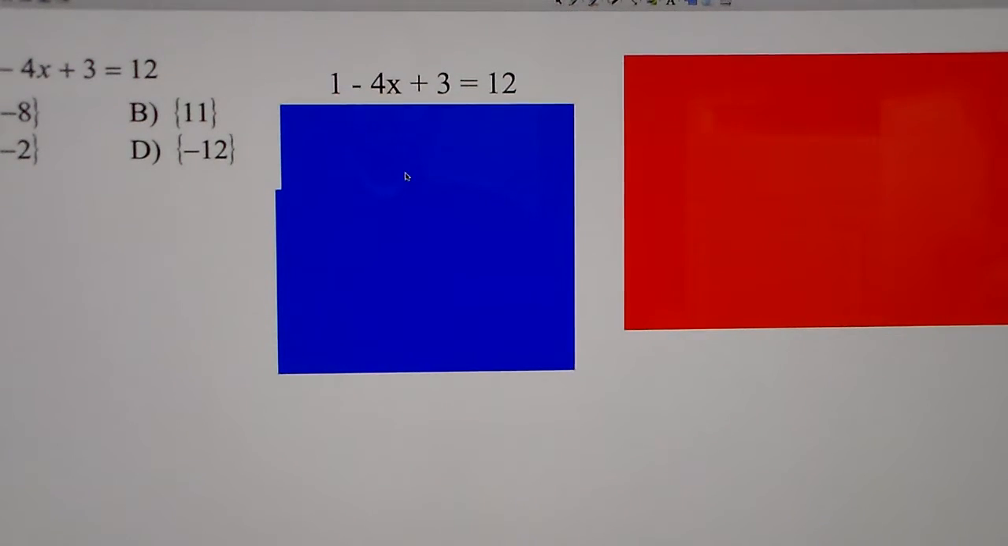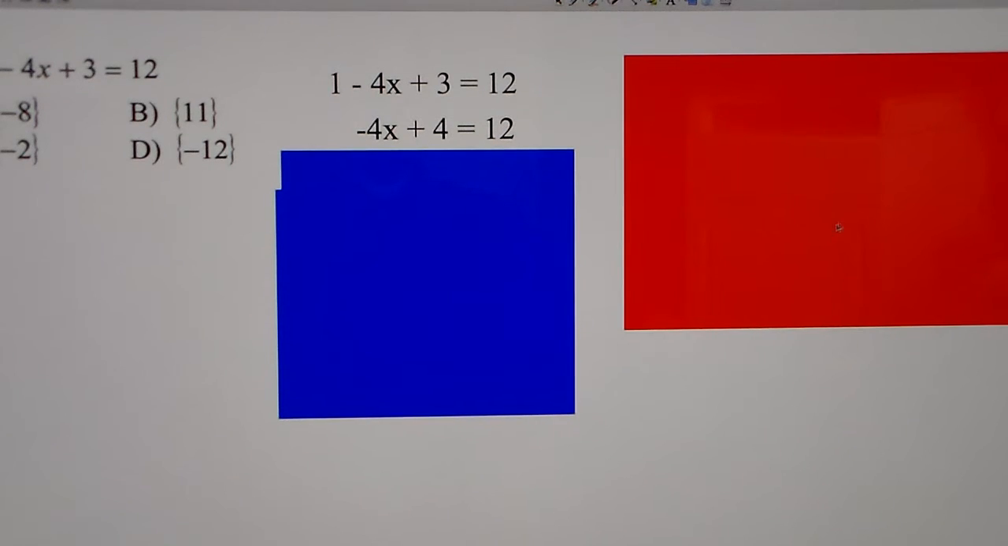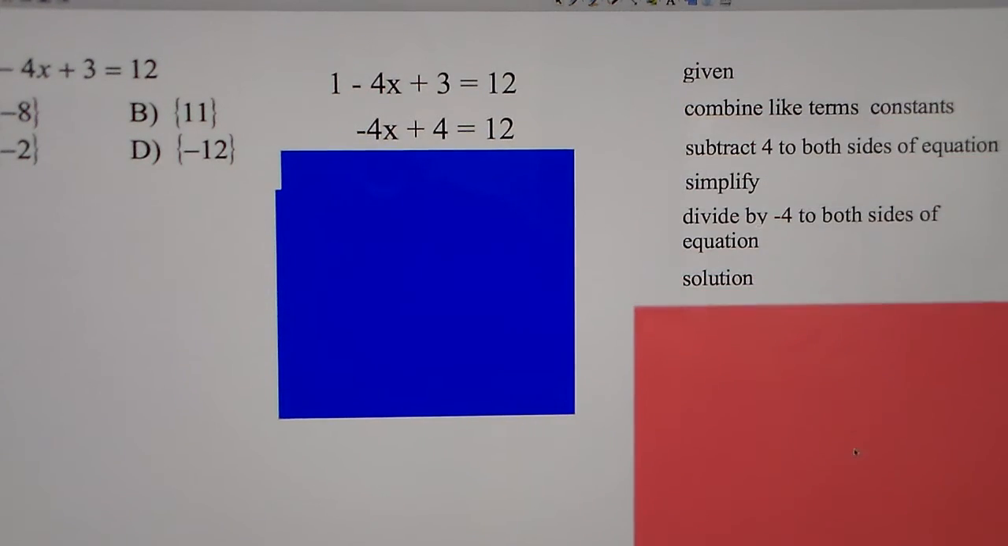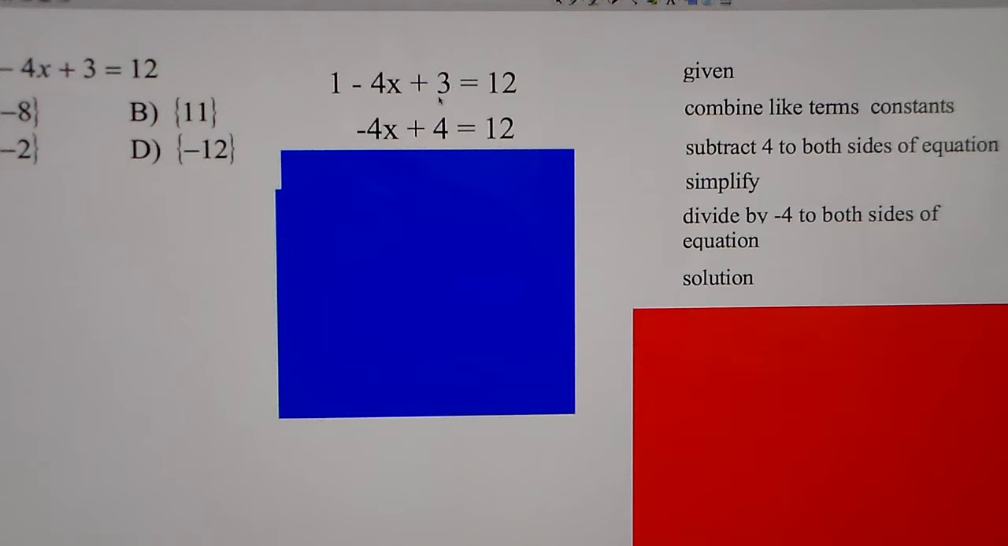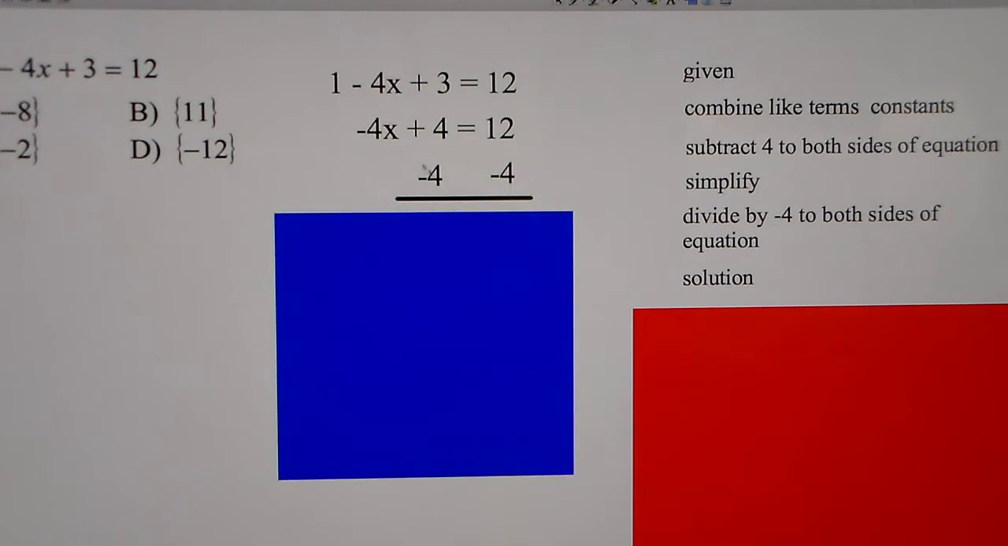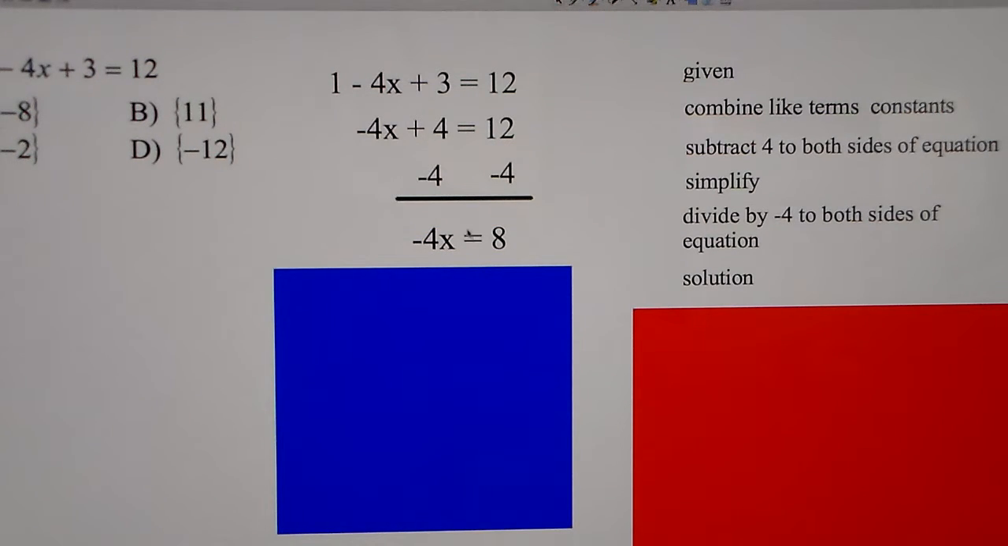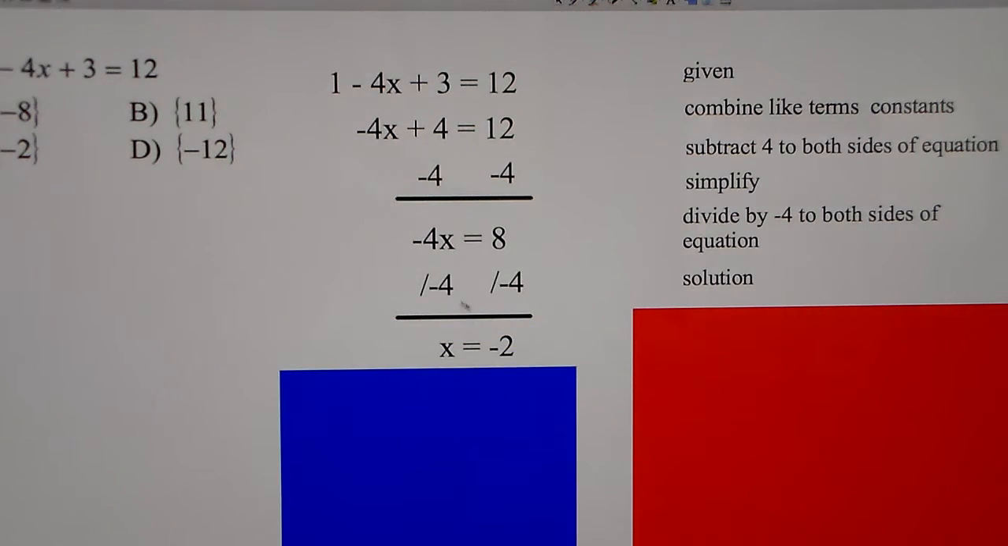Here's problem number 14. 1 minus 4x plus 3 equals 12. Well, first what we're going to do is combine our like terms. Positive 1 and positive 3 is positive 4. Those are our two like terms. We then subtract 4 from both sides of the equation. So we have negative 4x equals 8, because 12 minus 4 gets you 8. Divide by negative 4 to both sides, and you get x equals negative 2. That's number 14.